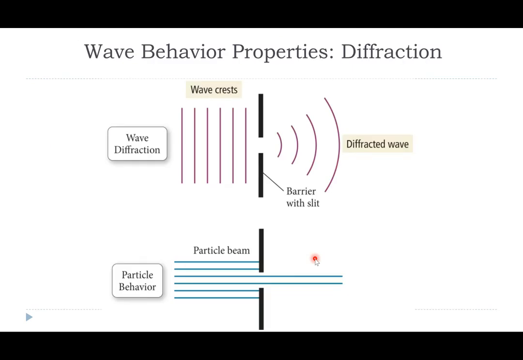All right, so diffraction is the last property we're going to talk about before we dive into some examples. Diffraction is what happens when we introduce a wave to a slit. Before I get into what diffraction is, let me talk about these straight lines here. These straight lines represent a wave.